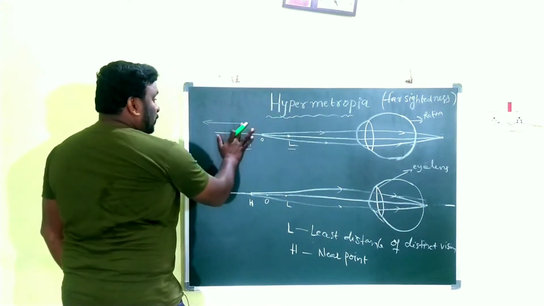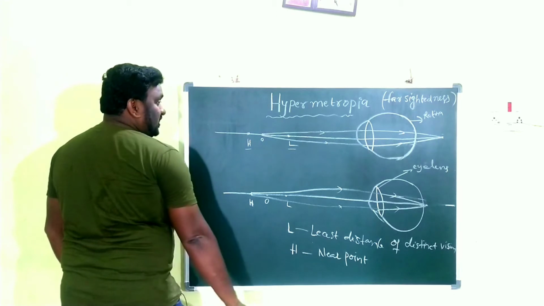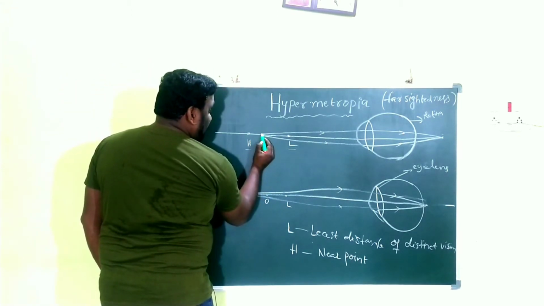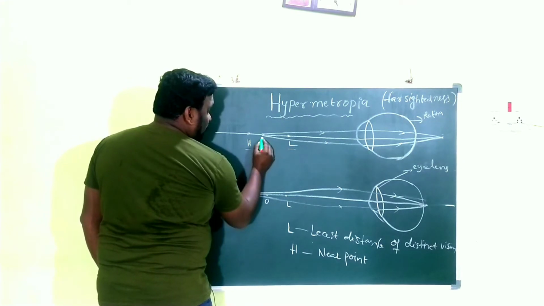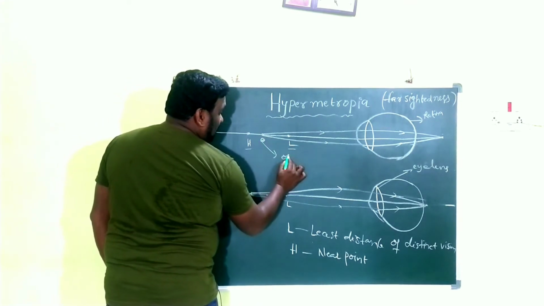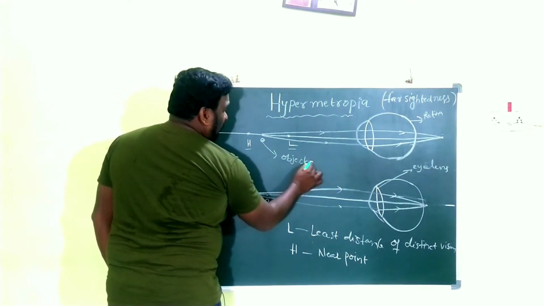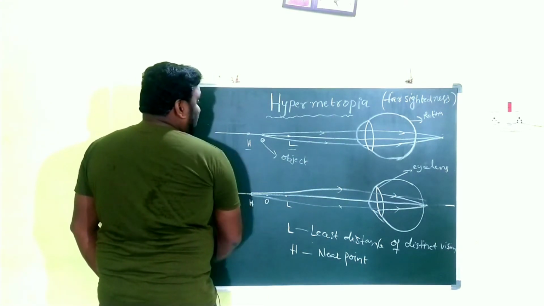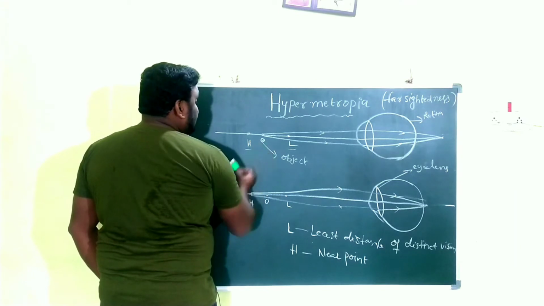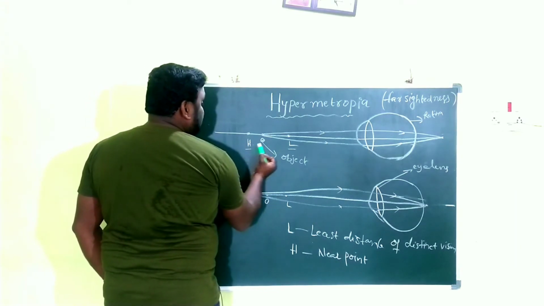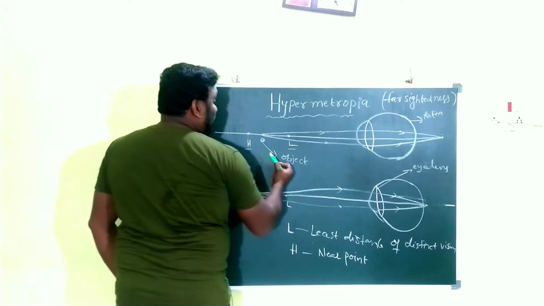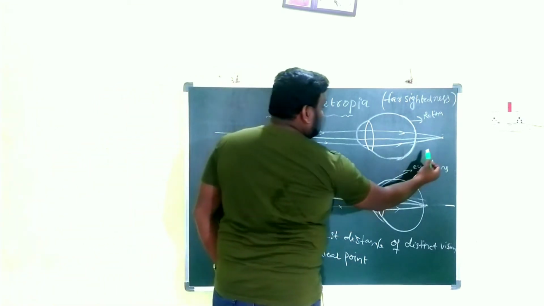So children, you have to observe the diagrams very carefully here. In the first diagram, this is the point object. This O represents the object. First you have to observe the two diagrams very carefully. Now in the first diagram, the object lies between H and L. Then where are we getting the image?